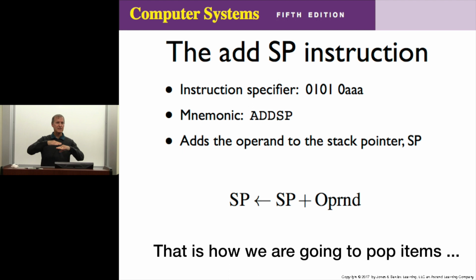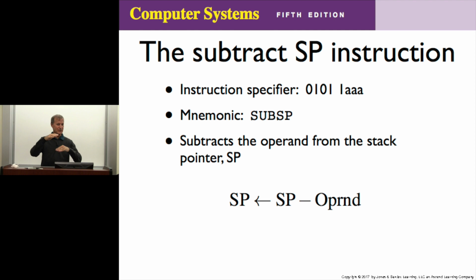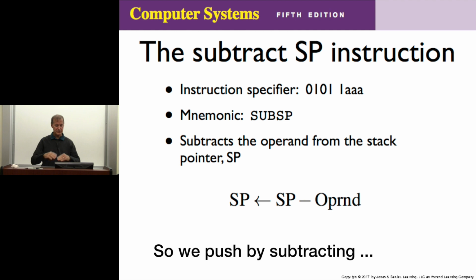And then if we have an ADDSP, we probably have a subtract SP. So here, SUBSP, the opcode is 01011. It has an addressing AAA field. The mnemonic is SUBSP. And what it does is SP gets SP minus the operand. So we pop by subtracting.